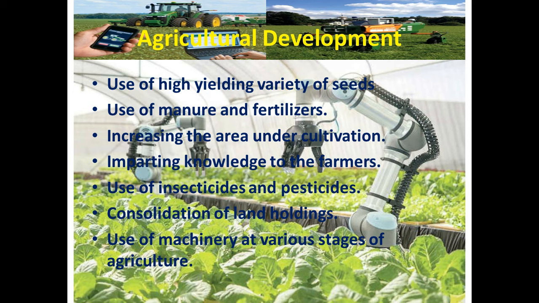Imparting knowledge to the farmers about new technological developments and hybrid seeds. Better and calculated use of insecticides and pesticides to prevent loss of crop. Consolidation of land holdings. Provision of proper storage and transportation system. Use of machinery at various stages of agricultural production. Agricultural production increased with the use of high yielding variety of seeds, fertilizers, good and improved facilities of irrigation and by the use of latest technology and machinery.